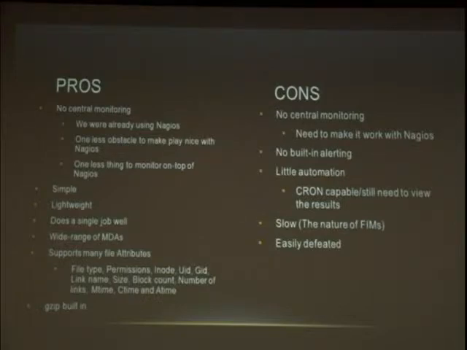So I just decided to go with AIDE. It's simple, it's lightweight, it does a single job well, it does exactly what a FIM is supposed to do very well. It's got a wide range of MDAs, it supports many file attributes, so you can see file type, inode, permissions, atime, any of these things that you want to track on your files, you can know about them. And gzip is built in. Gzip's important because these database files sit around and do nothing until you need them. And they're pretty big. So having them zipped up and packaged is nice.